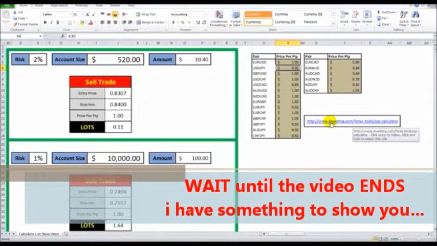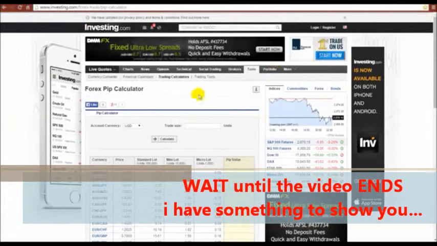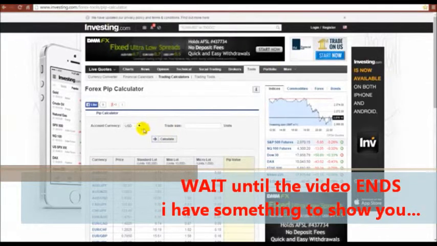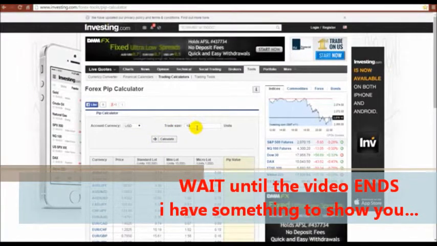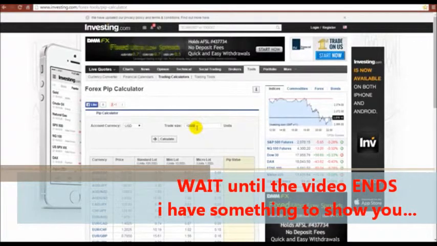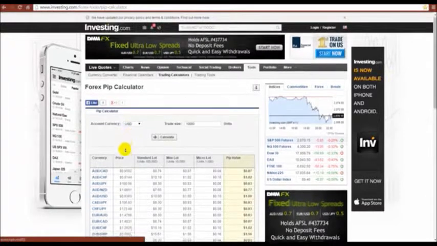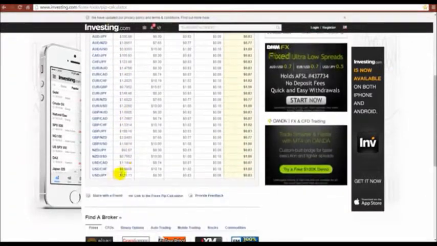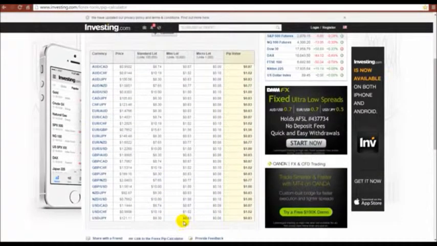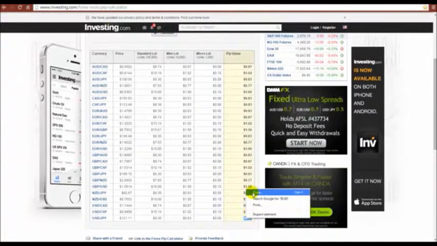So what I need to do is I need to go to this link here, which I have linked up for you right here, and I need to figure out if I'm taking a mini lot, which is 10,000 units, what is my USD Japanese yen price per pip? And you can see down here, it's currently 83 cents for a mini lot. Now it's $8.30 for a standard lot, and for a micro lot it's of course 8 cents. So it gives you all of that right here, knowing that my pip value is 83 cents.